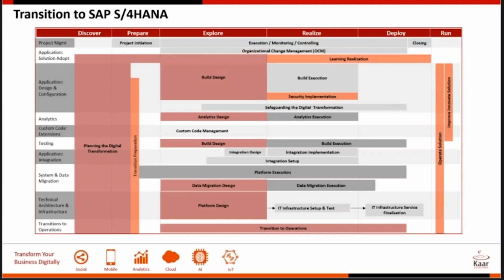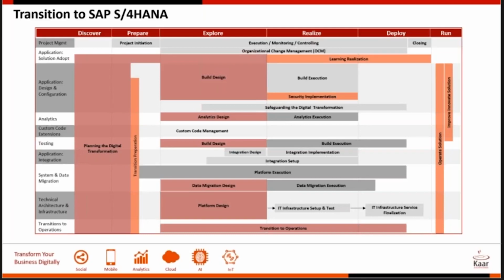Primarily, the work streams that you see up here are the project management tasks, the solution adoption, the design and configuration, the analytics, the custom code adaptation, testing, integration with third-party systems, system and data migration, meaning the new hardware, the operating system, database, and then the migration of the data, and then the technical architecture and infrastructure, where you would have to decide on the deployment options, whether you're going to buy the hardware, keep it on premise, or put it in a data center with remote infrastructure management, or possibly use cloud providers for the same. And then you transition to operations.